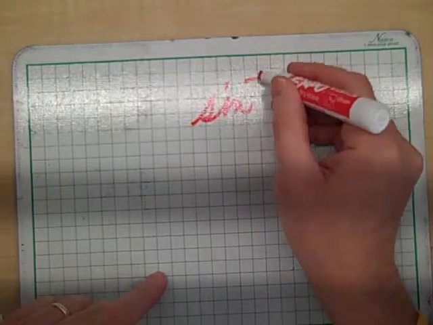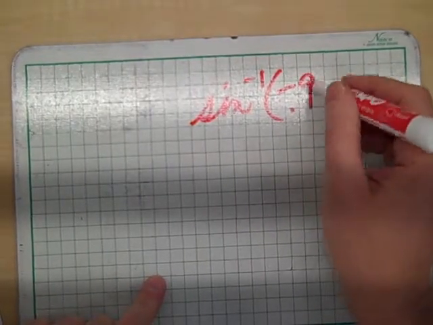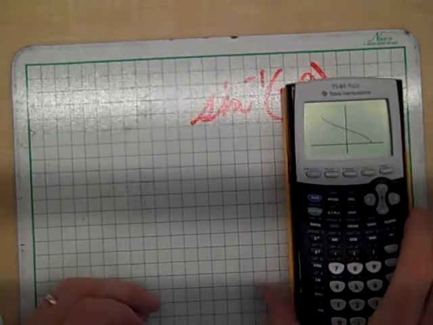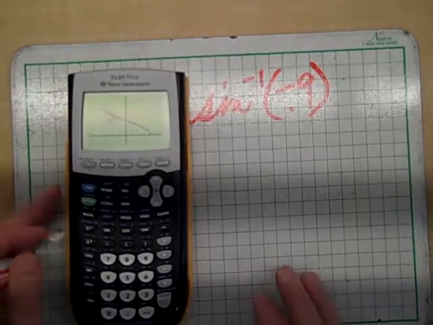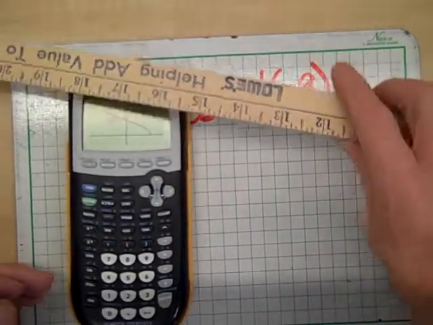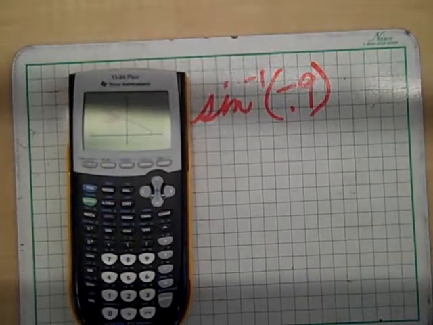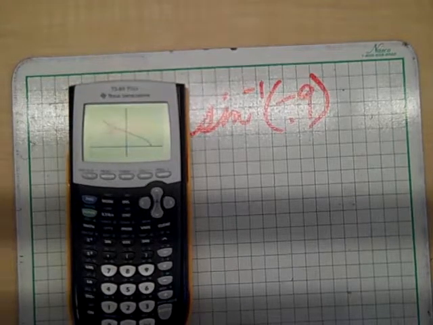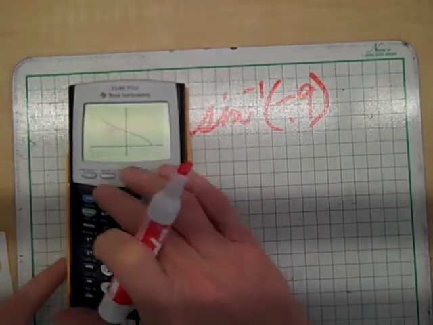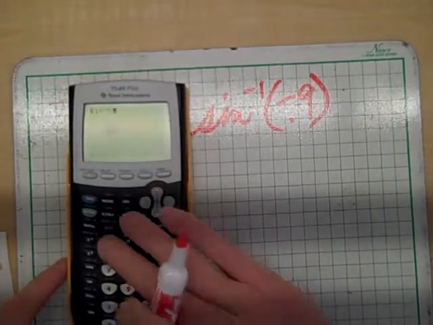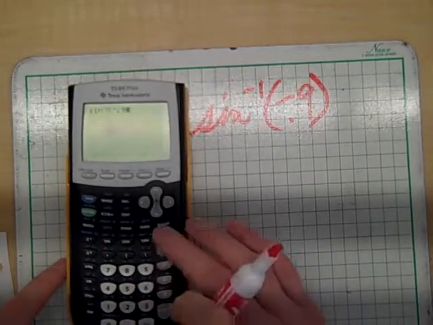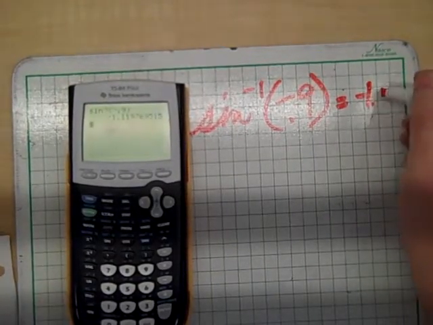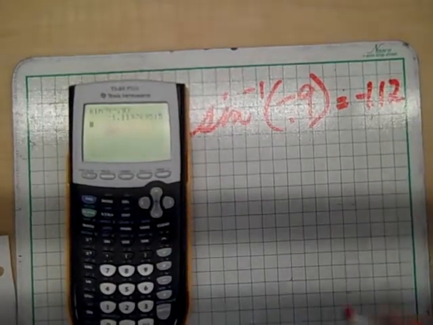What if I want to find the inverse sine of negative 0.9 in radians? We'll do everything in radians. If I want the inverse sine of negative 0.9, uh-oh. Let's see if I can salvage this, guys. Okay, let's quit out of that. Second sine of negative 0.9, I'm getting negative 1.12 to the nearest hundredth radians.